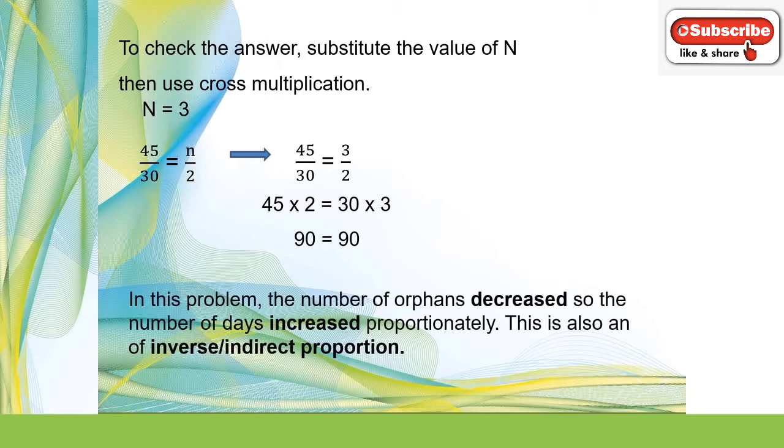In this problem, the number of orphans decreased, so the number of days increased proportionately. This is also an example of inverse or indirect proportion.